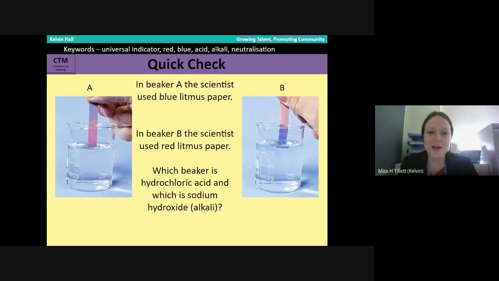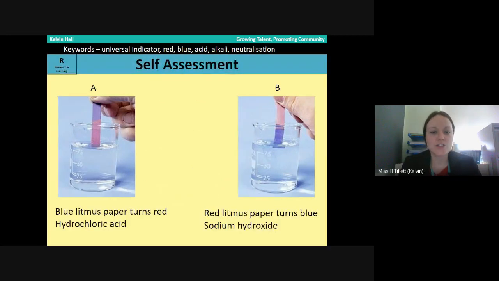Okay, how did you do? So I want you to self-assess these, look at your answers, give yourself a tick if you got it correct, and if you didn't, write in the correct answer for me. So A is hydrochloric acid. Now, hopefully you worked out because the acid turned red. Well, the acid turned the paper red, in fact. The B beaker was sodium hydroxide, and that's because the red paper turned blue. Now I want you to hold them colours in your mind. Acid red, alkali blue. That's going to be important for our next task.